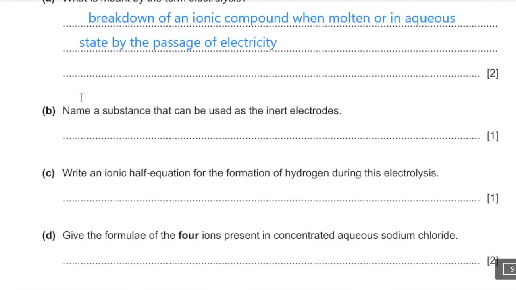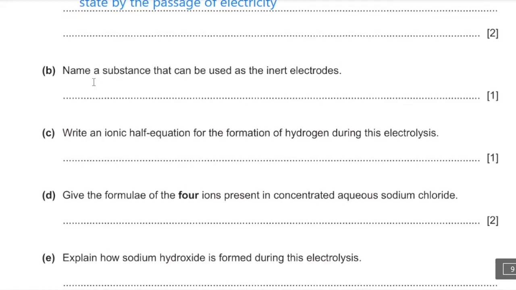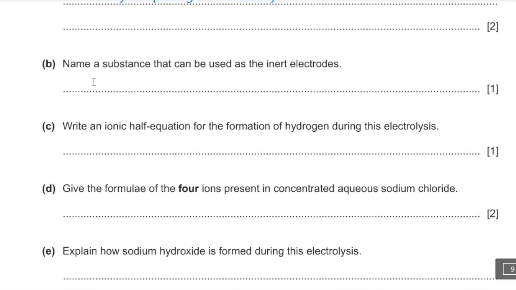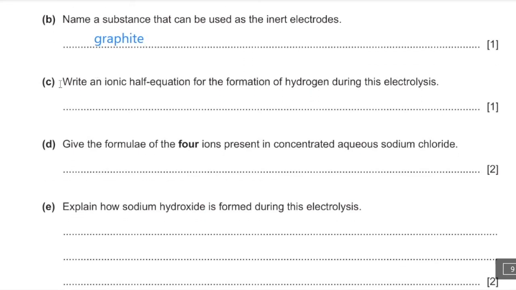B. Name a substance that can be used as the inert electrodes, which is an unreactive substance. This can be graphite over here. C. Write an ionic half equation for the formation of hydrogen during this electrolysis. Half equation for the formation of hydrogen.